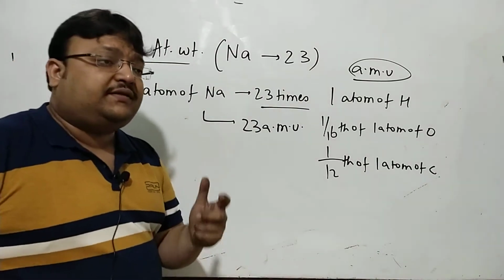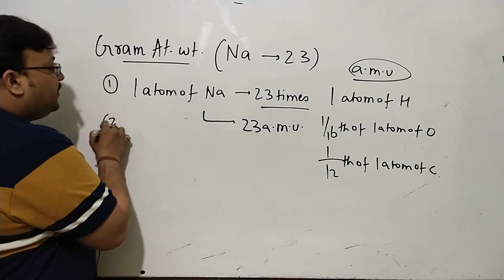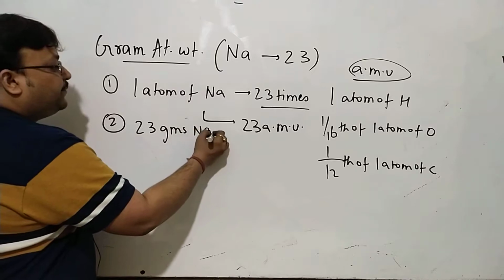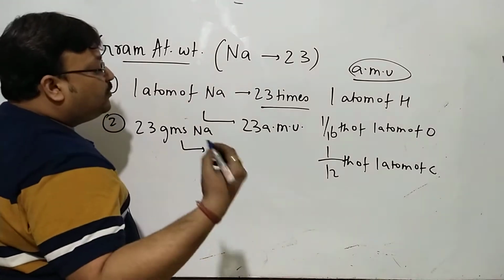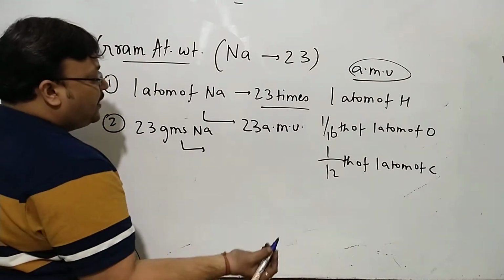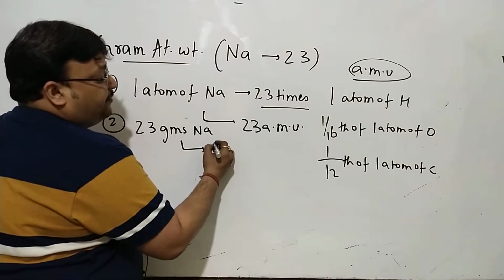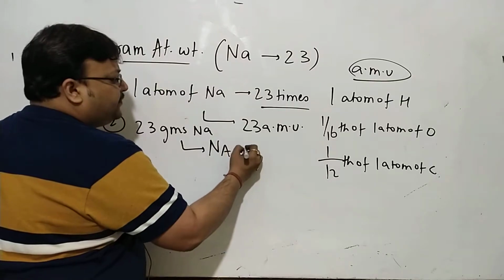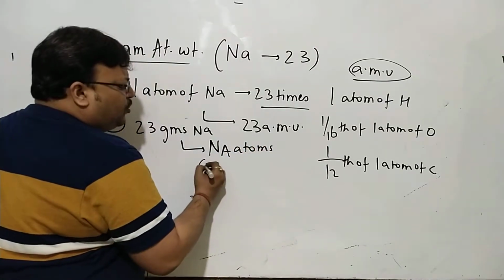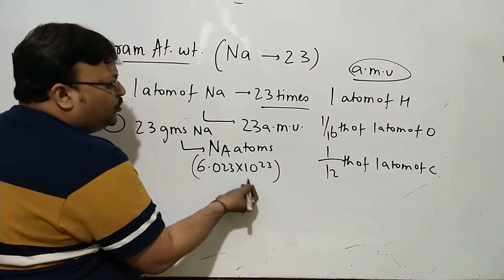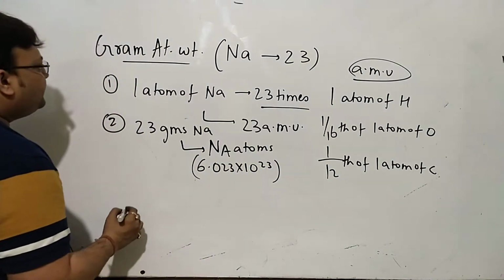What it also means is 23 grams of sodium will contain Avogadro number of atoms. So 23 grams of sodium will contain Na atoms. Very rarely am I going to write this whole number. I'll prefer using Na most of the times.